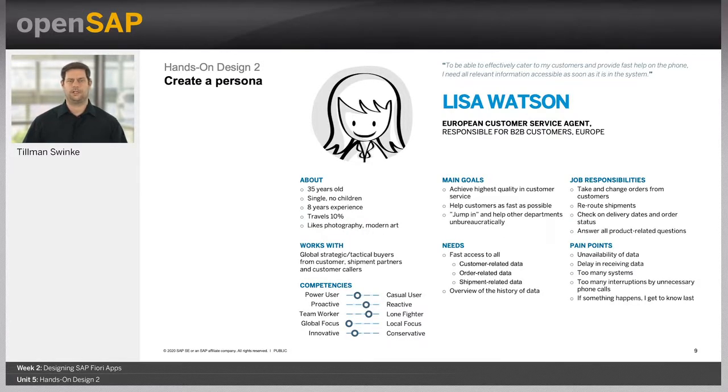Lisa's persona could look something like this. She's a 35-year-old single with 8 years of experience that likes photography and modern art. She works mostly with global buyers on the customer service line and is rather experienced in all systems. Her main goal is to provide the best customer service for Polaris Fabrics. To help customers effectively, she needs fast access to all customer, shipment and order-related data. Her biggest pain points are the unavailability or delay of data, and that she has to switch systems often depending on the task.